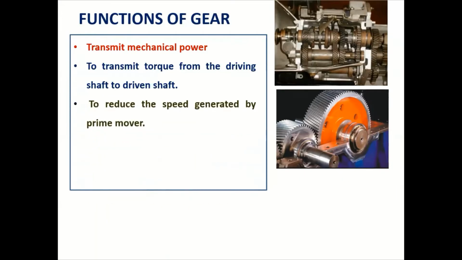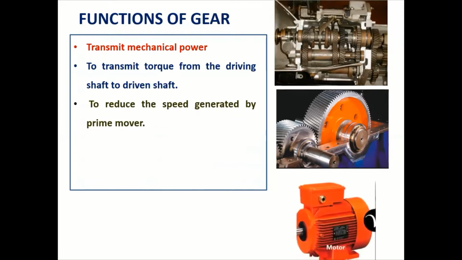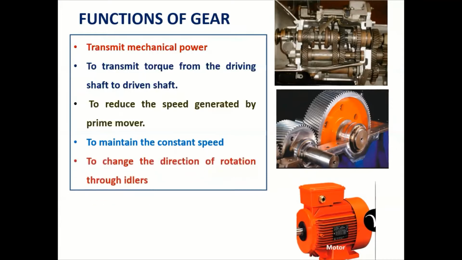Then third, to reduce the speed generated by the prime mover, meaning the motor. I have shown the motor, and if you connect the gear mechanism here, in that case the speed reduction will take place by using the gear. Then to maintain constant speed: in a belt drive or a chain drive there may be a fluctuation, but in the gear the power which you are transmitting will be at a constant speed. Then to change the direction of rotation through the idler.